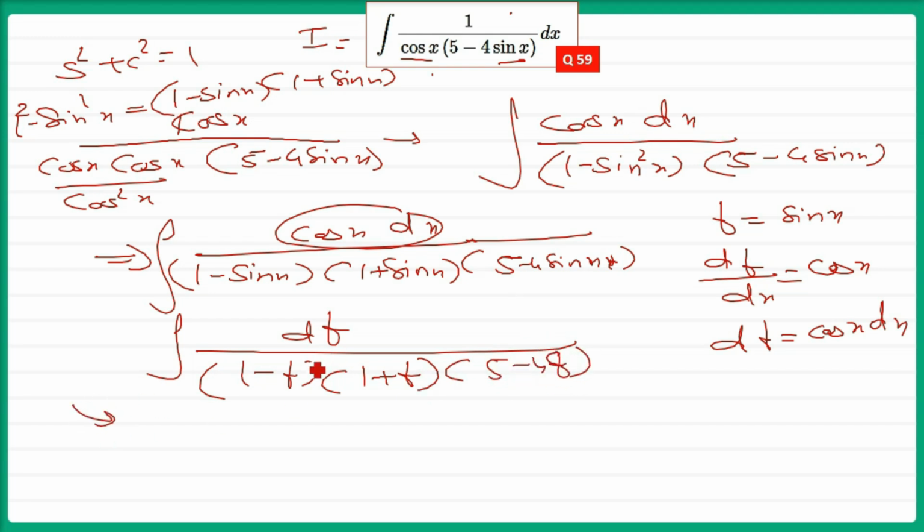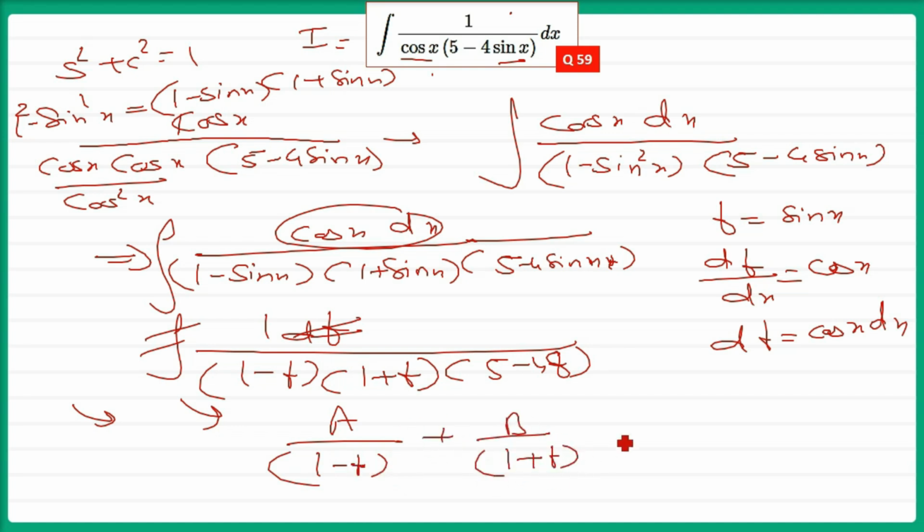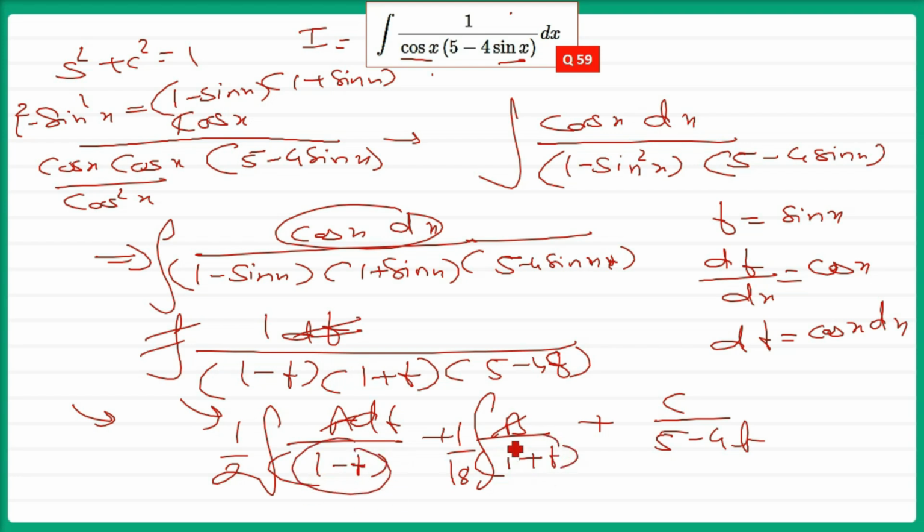Now you have reached up till this extent. You can write it as A divided by 1 minus t, B divided by 1 plus t, and C divided by 5 minus 4t, because I expect that you need to solve this for A, B, C. A will come as 1 by 2. You can just integrate dt divided by 1 minus t, which is log of 1 minus t, with a negative sign also. I'll just tell you why. B will be 1 by 18, so this will be log of 1 plus t, and C will come as negative 16 by 9, and this is dt by 5 minus 4t.